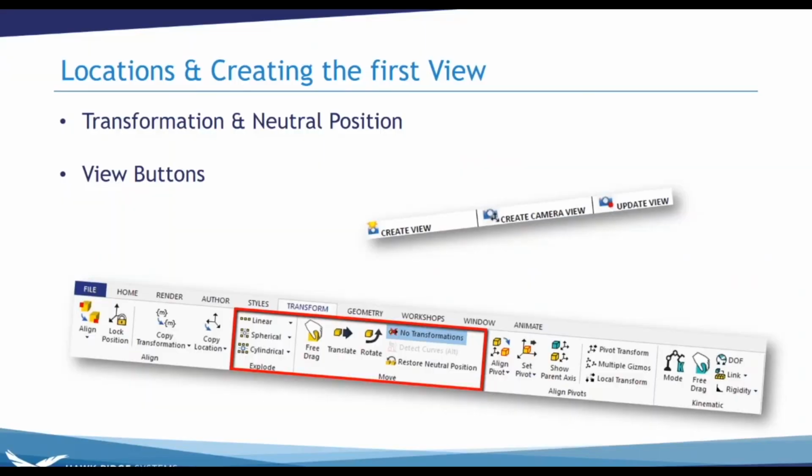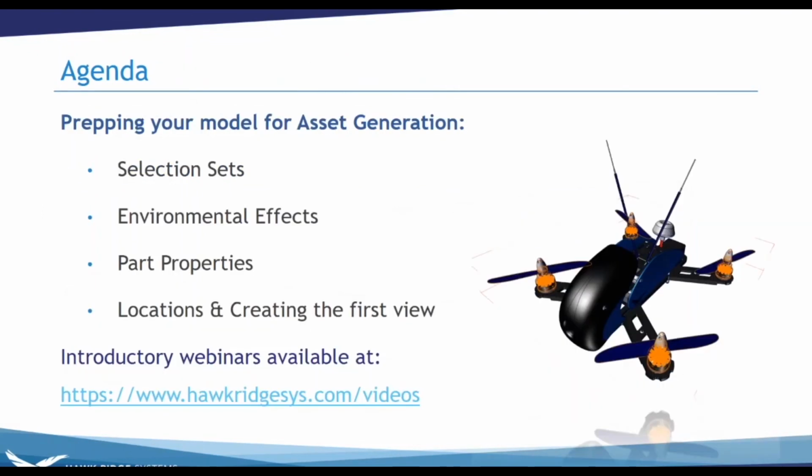Okay. So after we have our view, we talked a bit about the view buttons. I just wanted to review what we covered today. The first one was selection sets, just understanding the importance of selection sets. And once again, these can be done out of order. If I were to do part properties first and then environmental effects and selection sets, or vice versa, it's really up to you. They're all independent in each way. They don't have to be done specifically in that order.